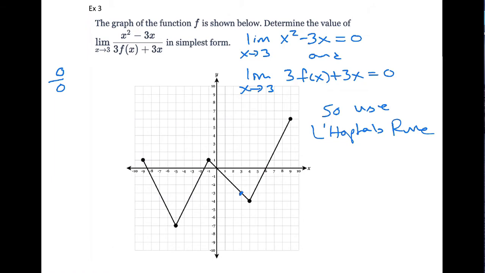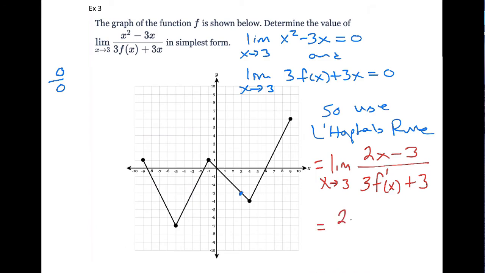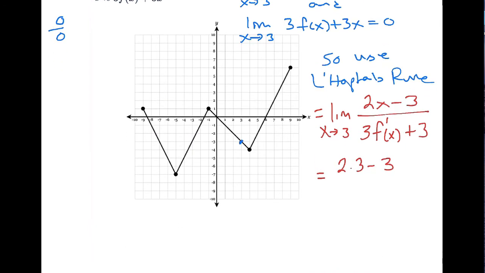L'Hopital's rule says that this limit is equal to the limit as x goes towards 3. The numerator would be 2x minus 3, and the denominator would be 3 times f prime of x plus 3. So now let's see what happens when we plug in 3. We would get 2 times 3 minus 3 on the numerator. And on the denominator, we would have 3 times negative 1 plus 3.